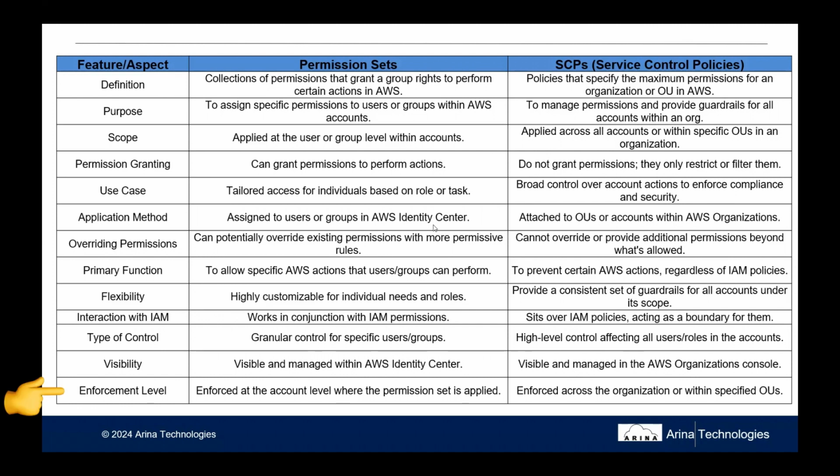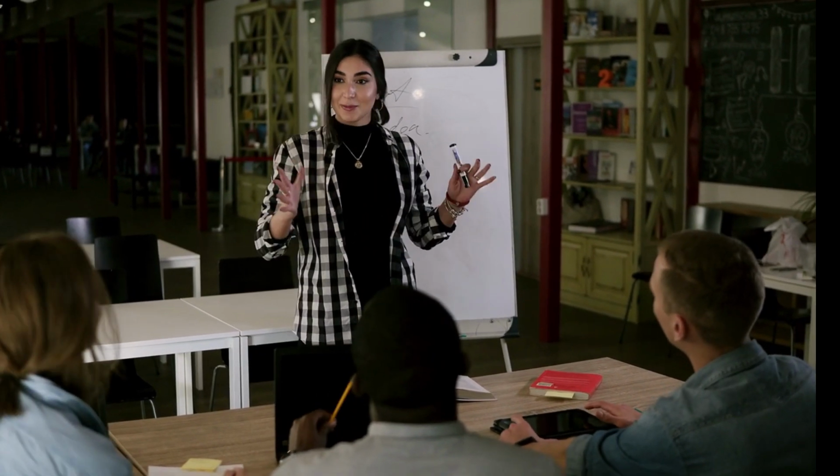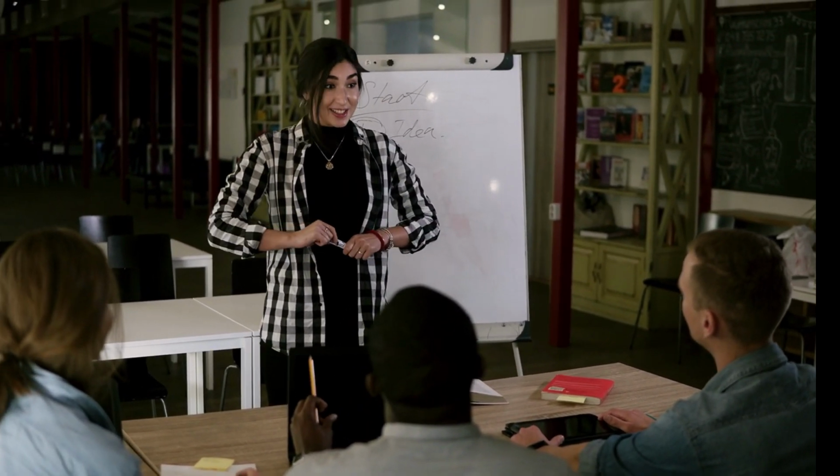And enforcement: as I said, permission sets are enforced at the account level, as I showed you, where you will be able to apply a permission set to a particular user or group, and then they'll be provisioned, while service control policies are enforced across the organization or within the specified OU. So with this, I hope you have a good understanding of what exactly a permission set is and what exactly a service control policy is. And now you will be able to guide your customers on when to use which one.